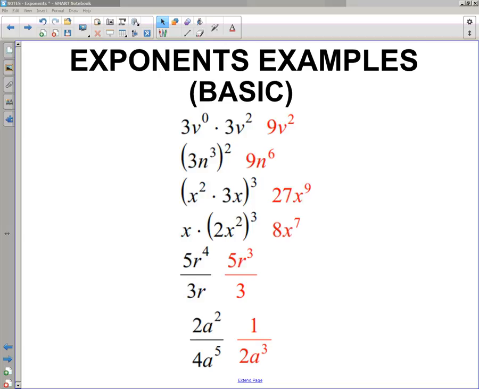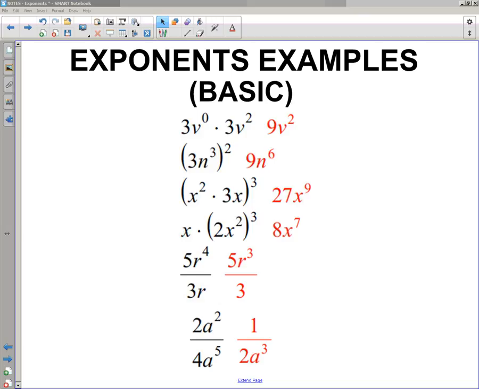In this video, we're going to be going over some basic exponent examples. We'll be working through the 6 examples that you see on the slide here. The key to these is attention to detail and going one step at a time. So I will be showing my work.